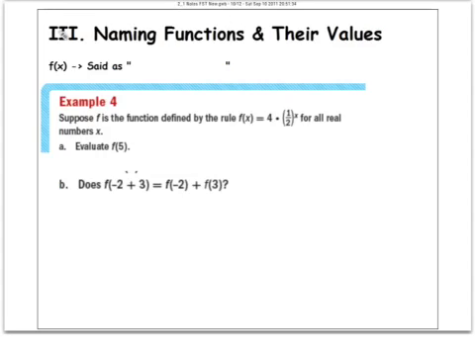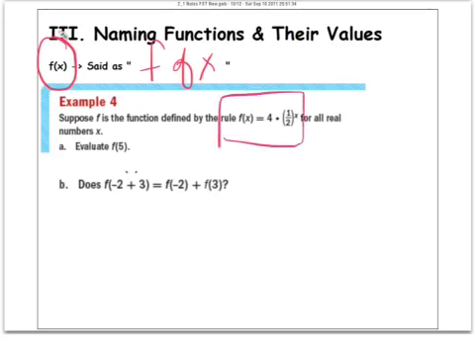Now we're almost done. This slide is a pretty easy one. This notation right here, just know how to say it. It is said as f of x. Okay. Here's the question. Suppose f is the function defined by this rule right here. They call it a rule. You guys, it's an equation. It's in function format. It's the same thing. And they're saying for all real numbers x. So they can put any type of real number in for x and get an answer.